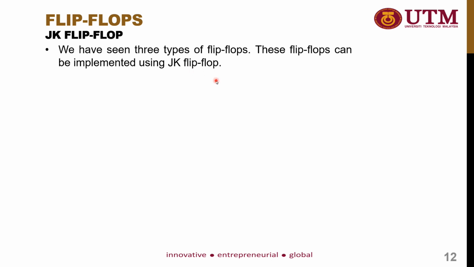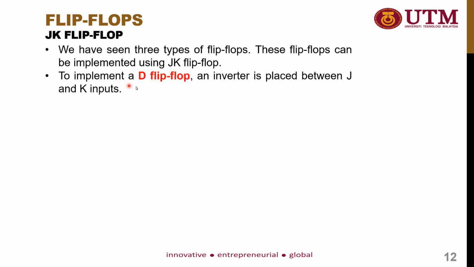So previously, I already showed you 3 types of flip-flops, which are D flip-flop, T flip-flop, and also JK flip-flop. Actually, we can design D and T flip-flop by using a JK flip-flop. So how to design it? Let's continue. To implement a D flip-flop, an inverter is placed between J and K inputs.